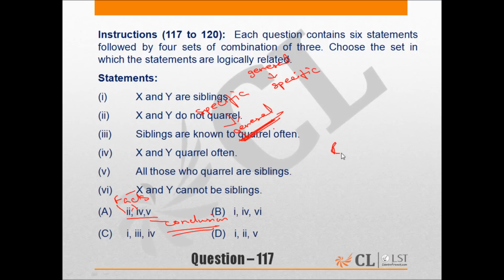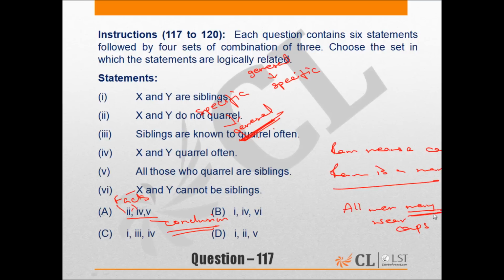If I am given a statement like Ram wears a cap and I am further told Ram is a man, can we conclude all men wear caps? No, it will only be a possibility. All men may wear caps will be a valid conclusion, since we are talking about the possibility only over here. So from a specific, we cannot go to a certain general conclusion.